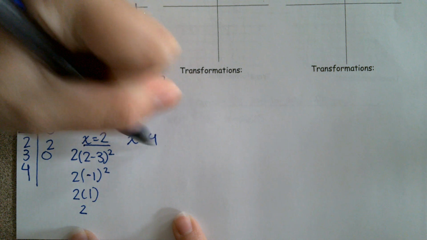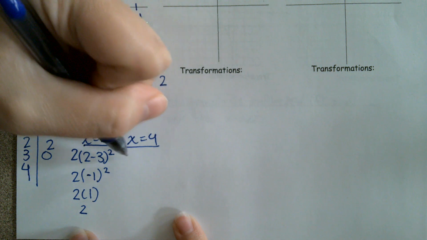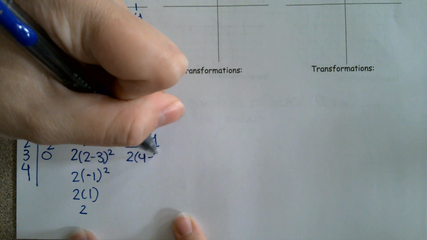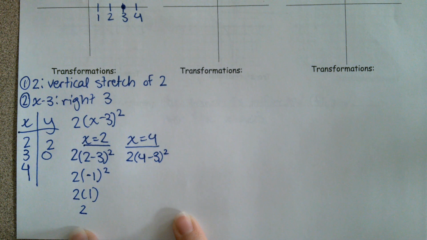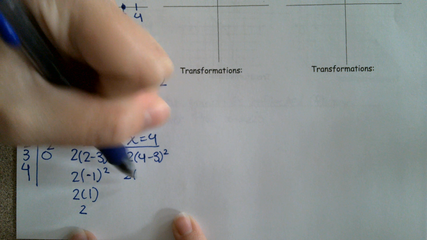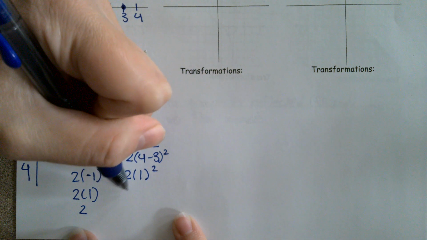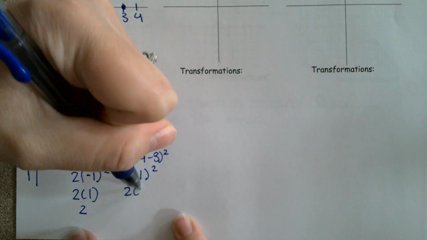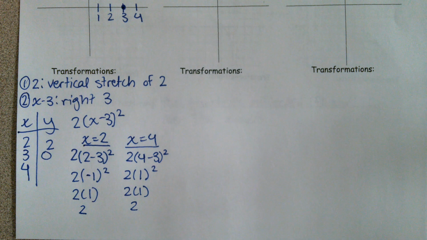And then for x equals 4, we have 2 times 4 minus 3 squared. 4 minus 3 is 1 squared. 1 squared is just 1. So 2 times 1 gives us 2.